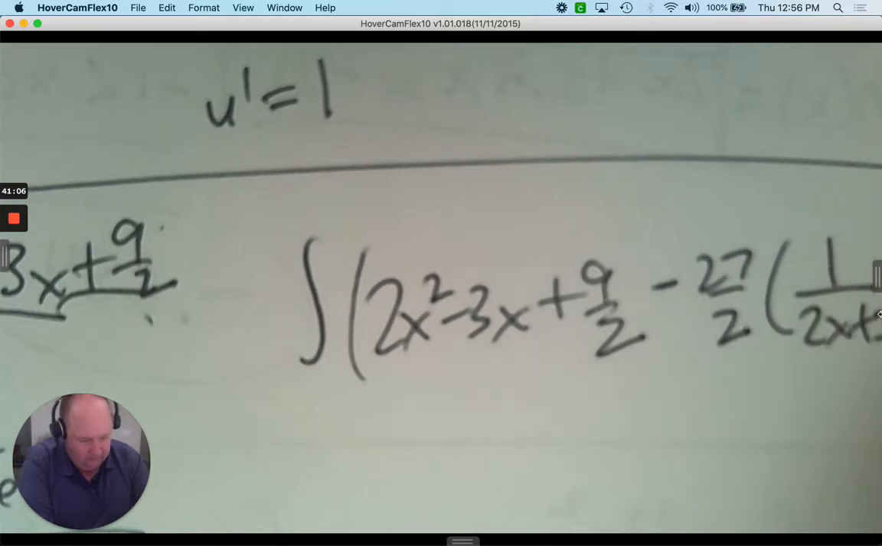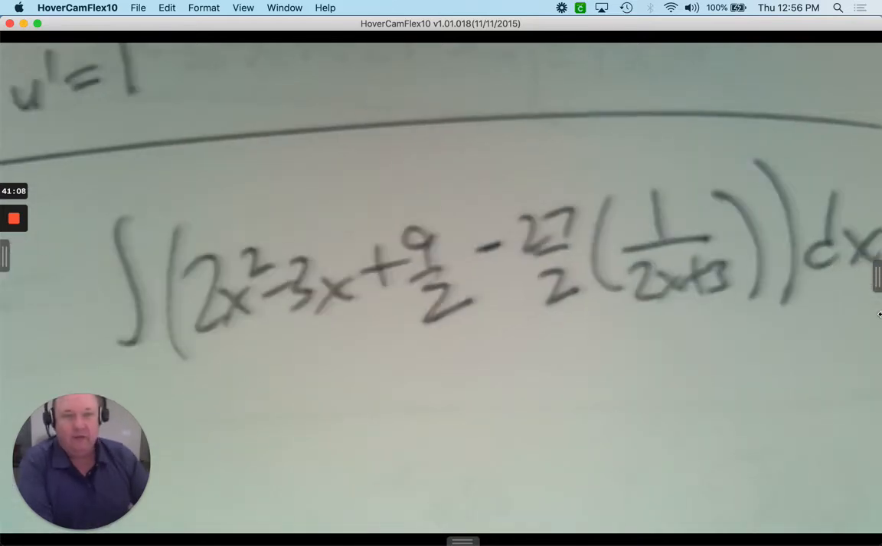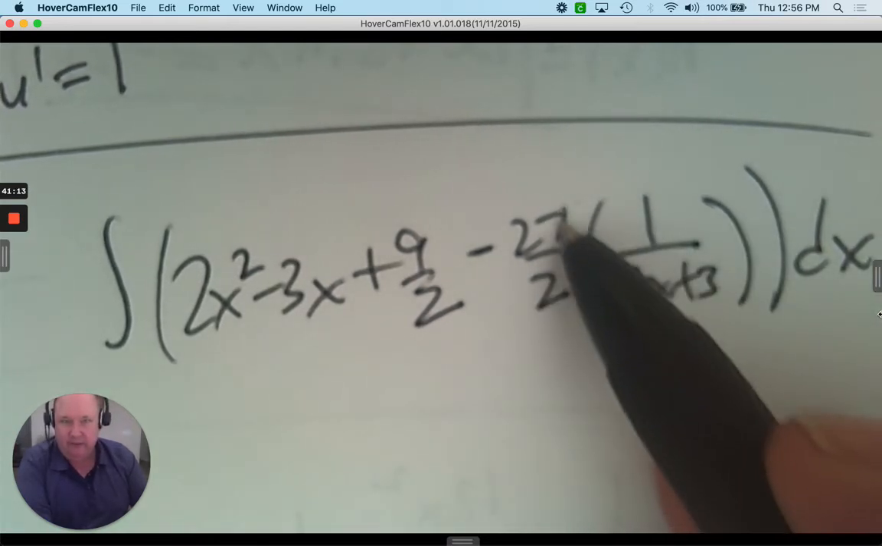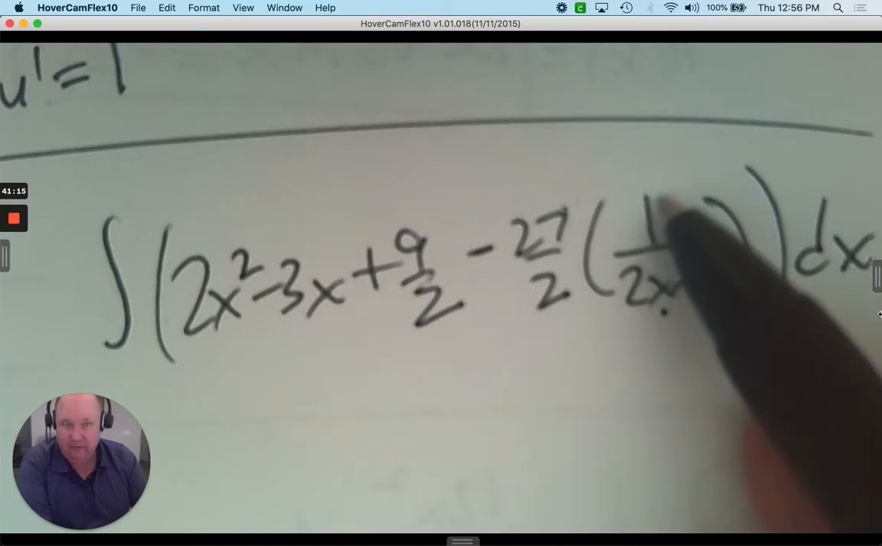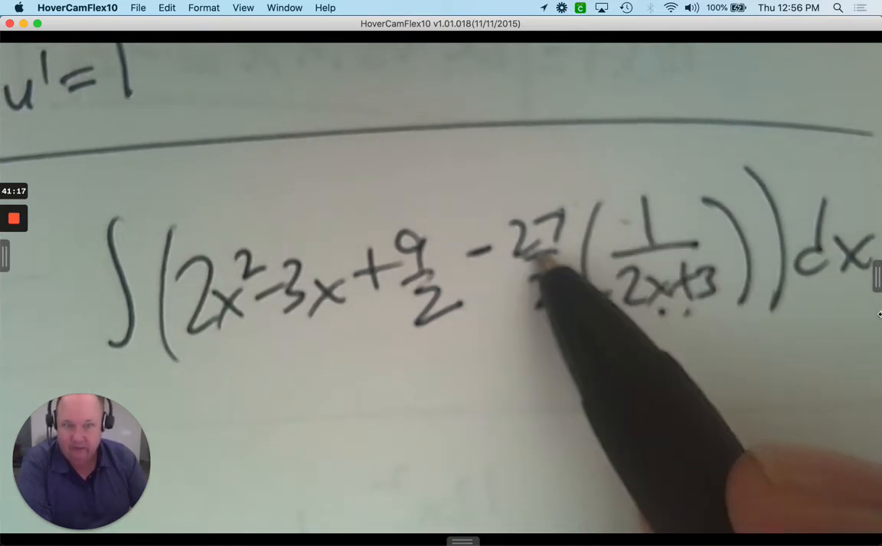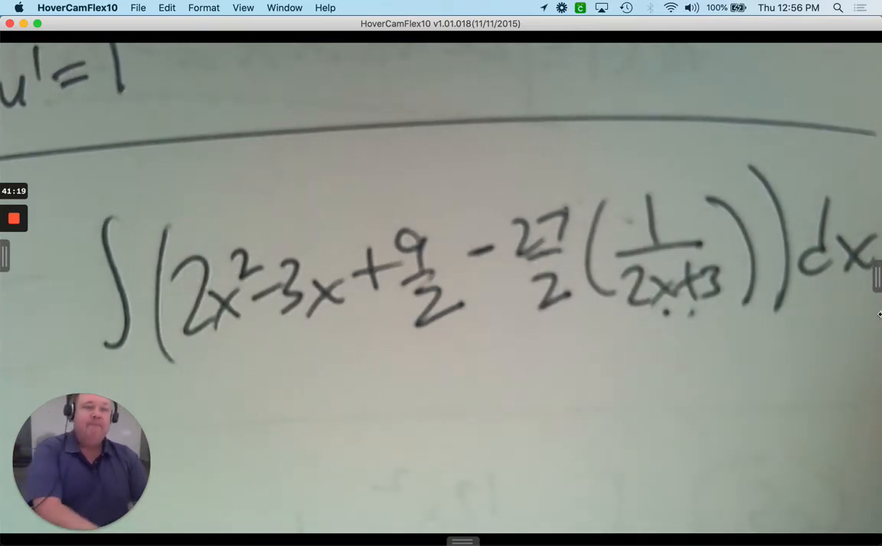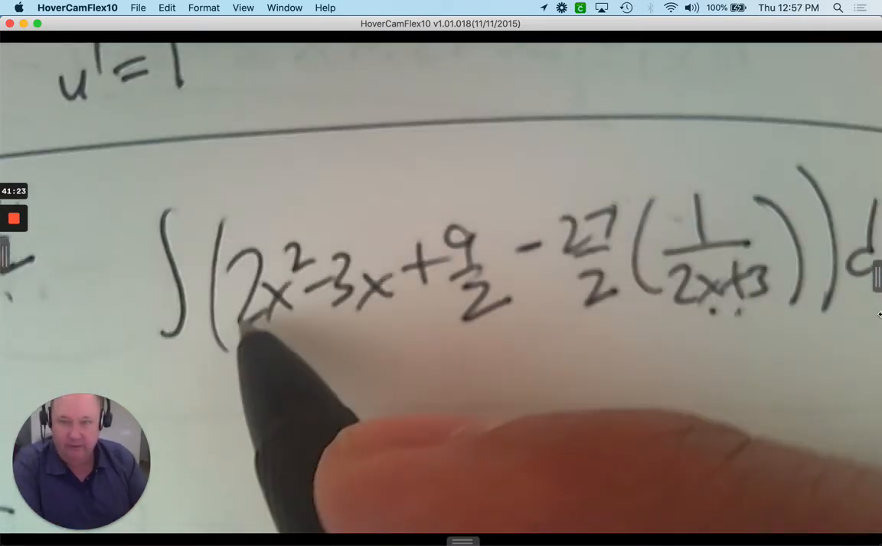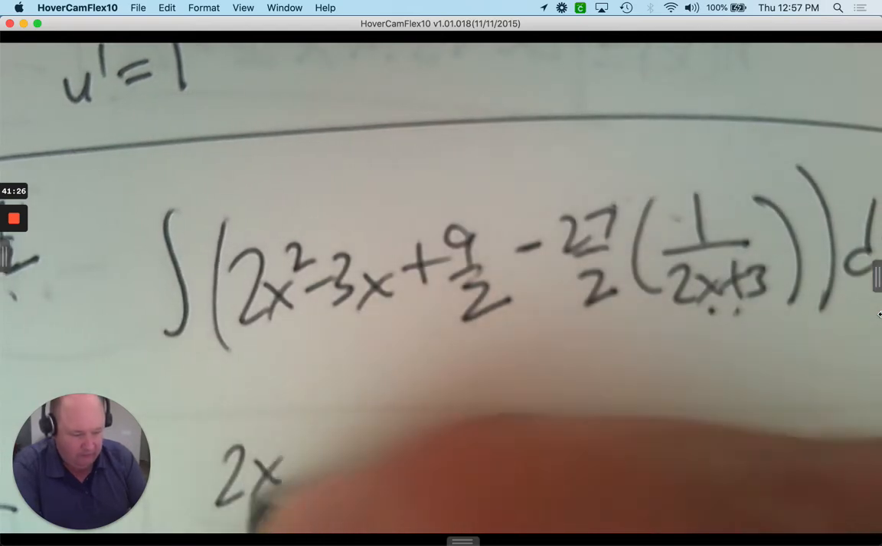So if it's a fraction, like if it was 5, it'd be 5 over. This is the same idea. This is 27 over 2. If that was the numerator over that, I can just put the numerator in front. All right, so I can just integrate each one separately again. So add 1 to the exponent and divide.